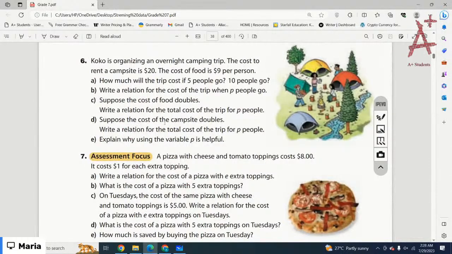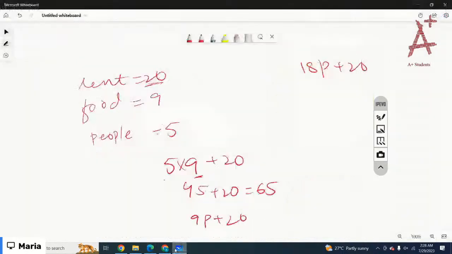Suppose the cost of the campsite doubles. Okay, now the cost is doubled. Got it? The cost of the campsite is doubled. So the cost of campsite is 20. Double mean you have to multiply it by the 2, 20 times 2 is 40. So it would be, okay.